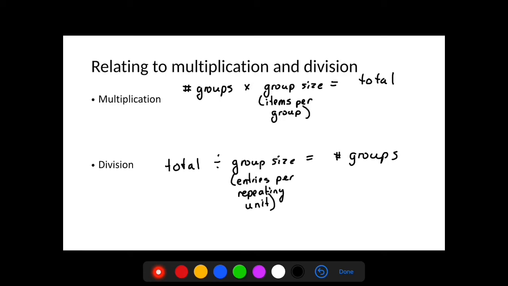With division, if we think about the how many groups perspective, we can say the total divided by the group size, in this case probably our entries per repeating unit, will give us the number of groups or the number of repeating units.